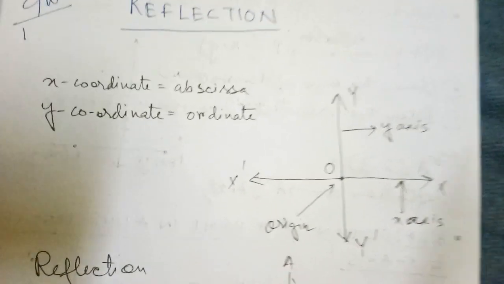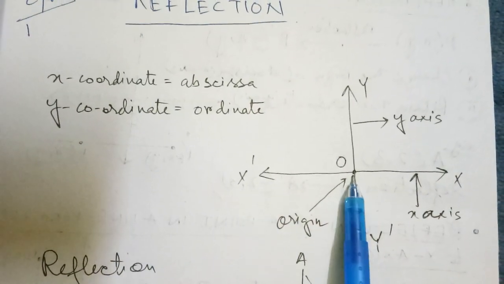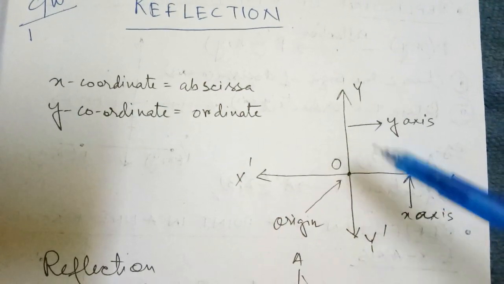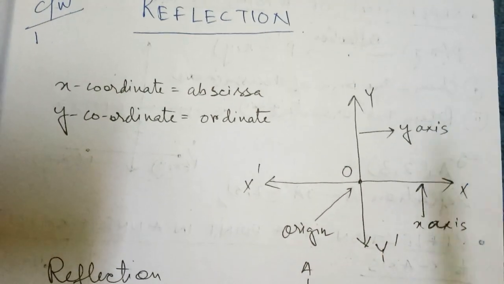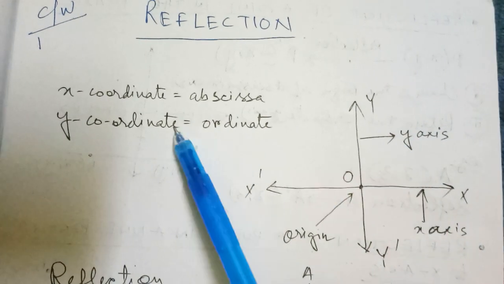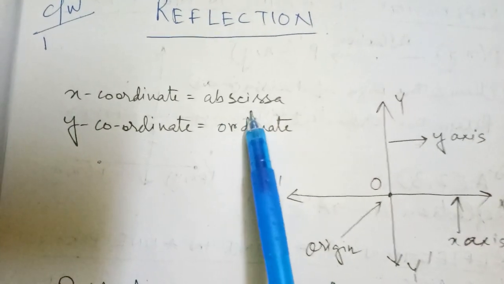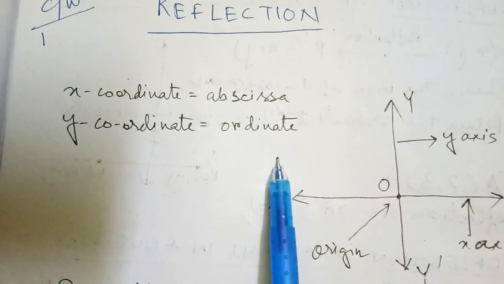And you know which part is negative value: x dash will be the negative and y dash will be the negative. And here we know that the x coordinate is called the abscissa and the y coordinate is called the ordinate. Then from here we start with the reflection.